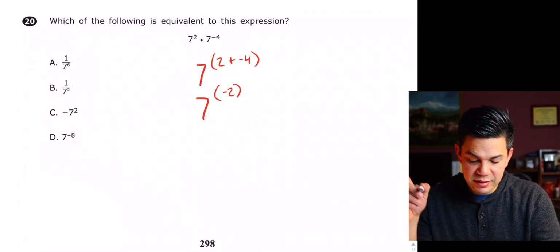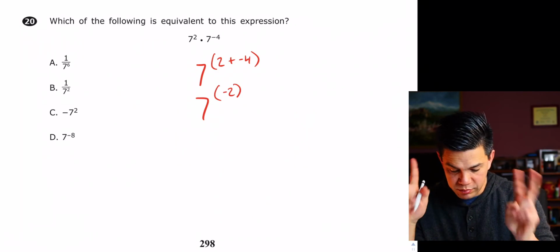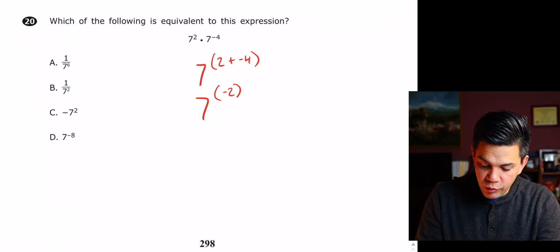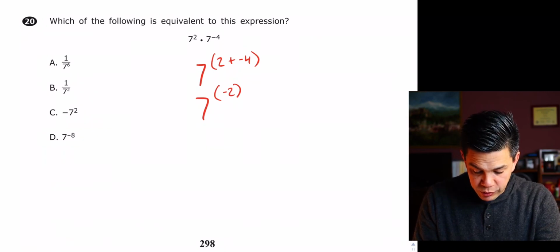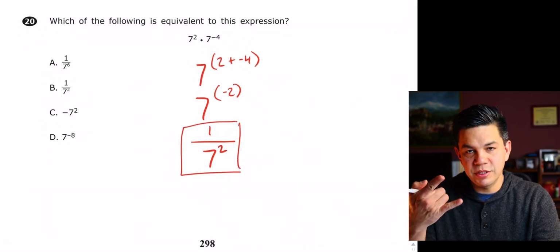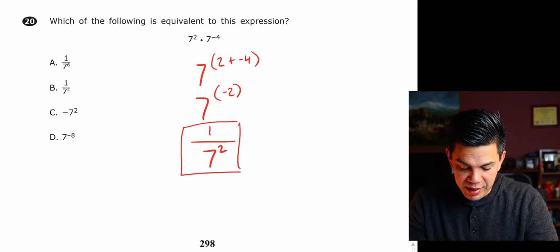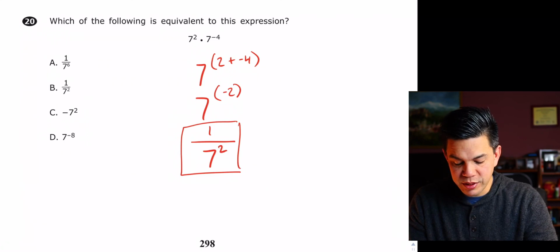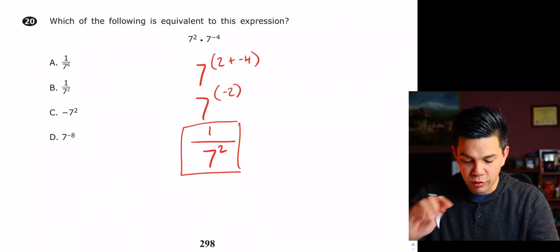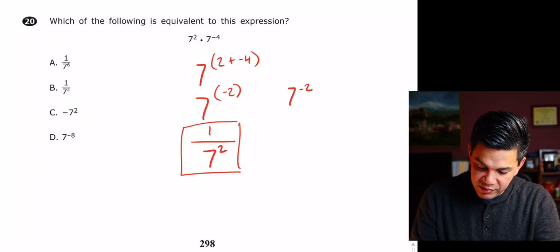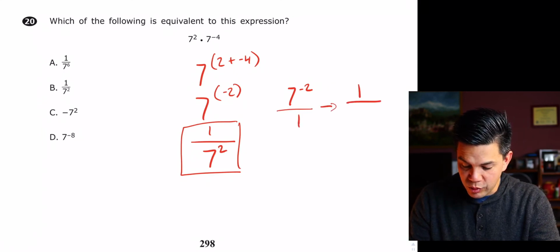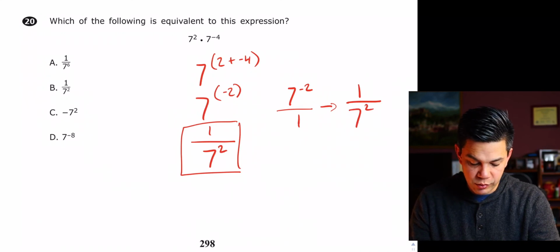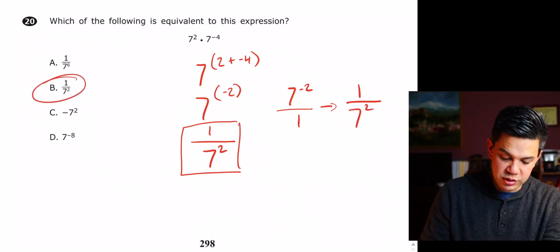But as you can see, this is none of our answers, so we have to take one more step here. When you have a negative exponent, you can get rid of that negative by pretty much switching the order, or taking the reciprocal of the whole number. So if you have 7 to the -2 over 1, to get rid of that negative, it's just 1 over 7 squared, which looks like B.